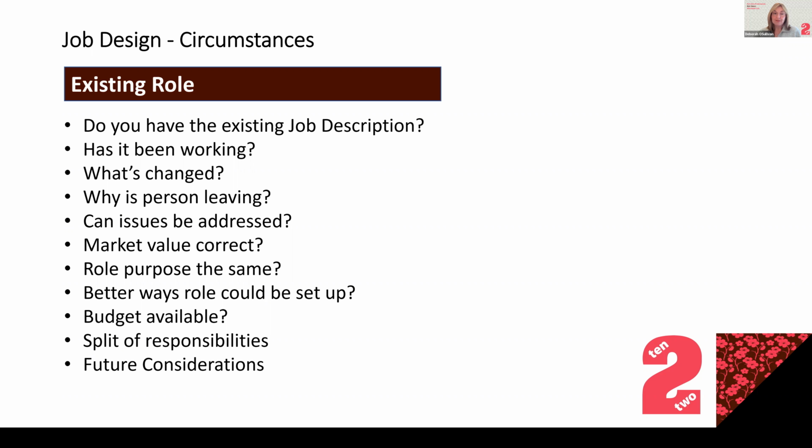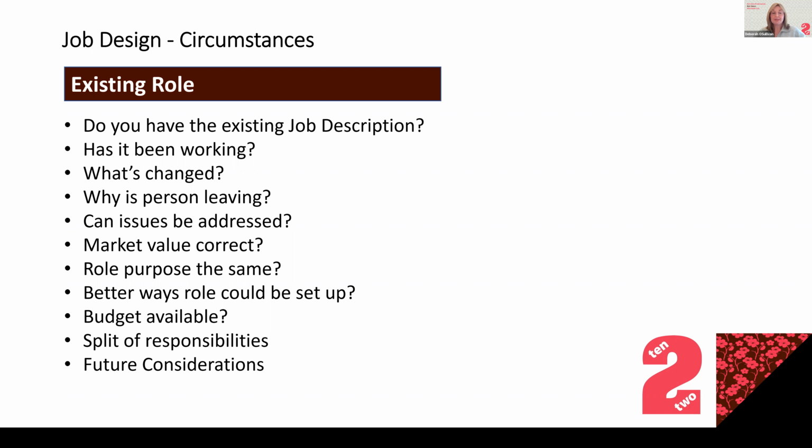Then look at the role purpose. The role purpose is the core part of the role. What is the role supposed to deliver? It's literally an overarching sentence. Is it the same as it was when you originally created that job description? You'll probably find it is, because it's a top-level strategic overview of the role.